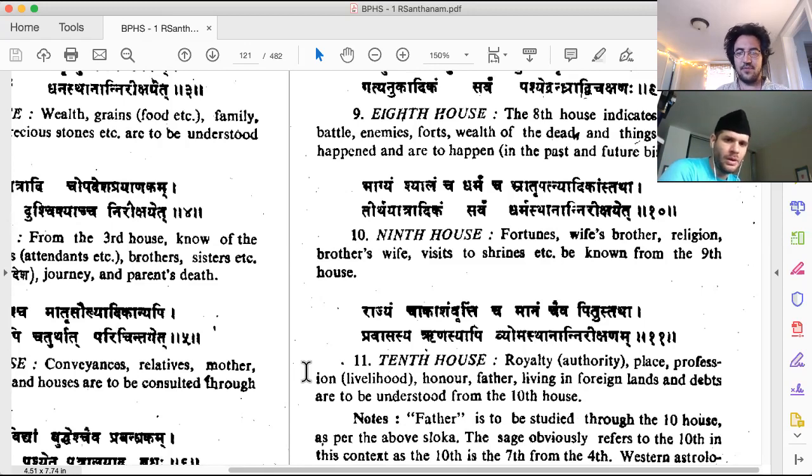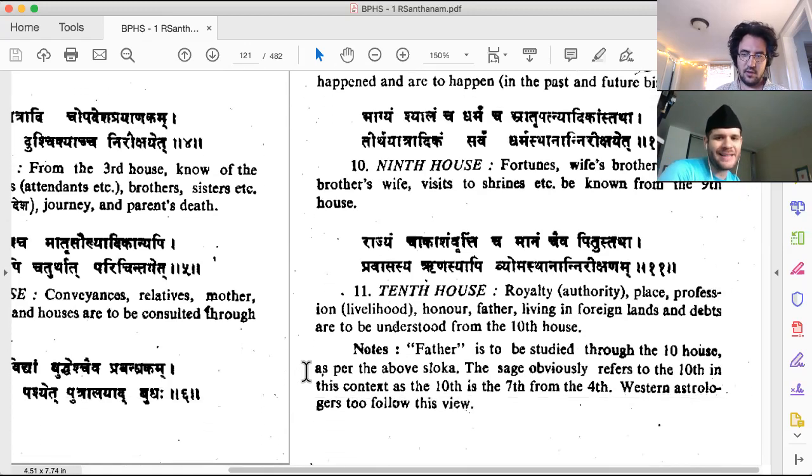Yeah. Because as we're going to see in the 10th, that says royalty, I think that's a typo, and it says palace. Oh, I thought it meant like place in society, but well, place. Okay, place, profession, honor, father, living in foreign lands. Those are to be understood from the 10th.